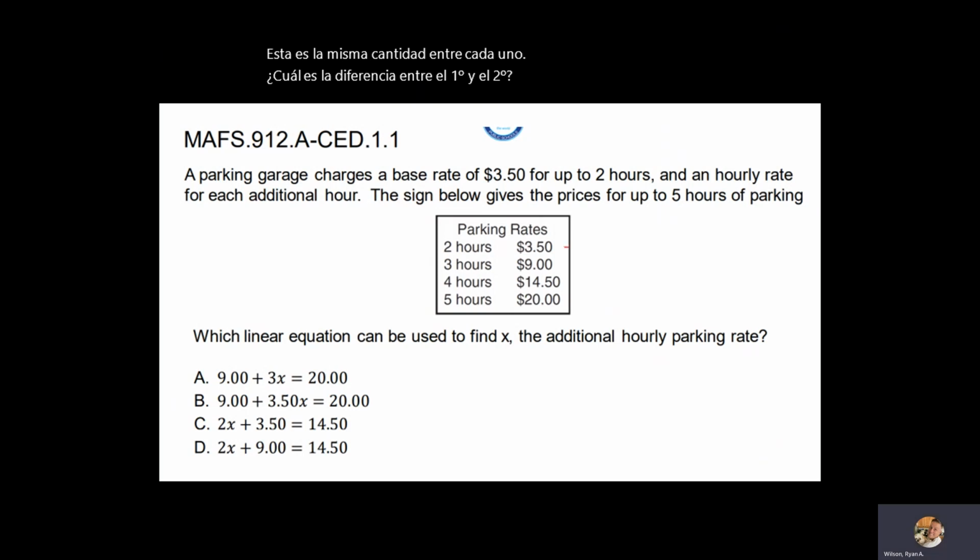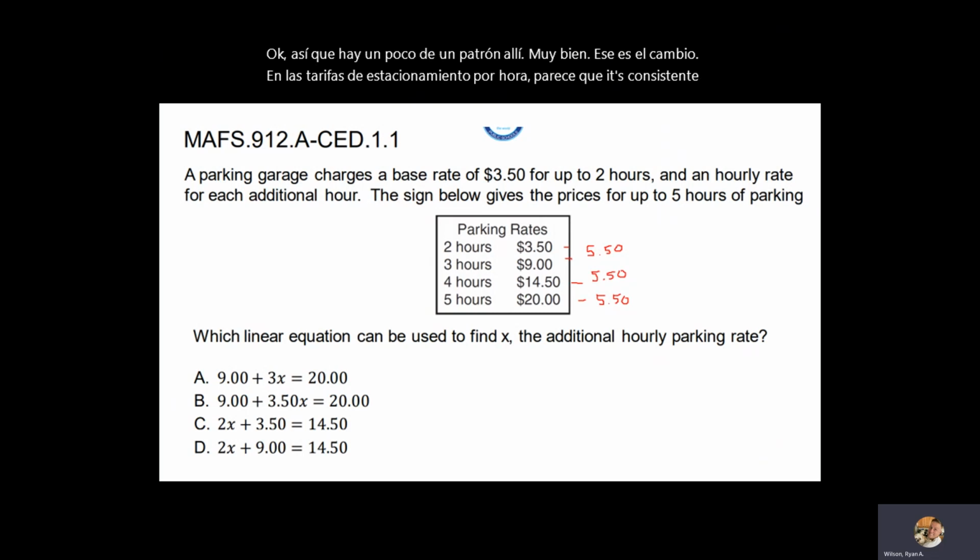So between hour 2 and hour 3, there's a difference of $5.50. What about between $9 and $14.50? What's the difference there? $5.50. Okay. And then between $14.50 and $20. $5.50. Okay, so there is a little bit of a pattern there. That is the change in the parking rates per hour. It looks like it's consistent, so that looks like there's a common difference.